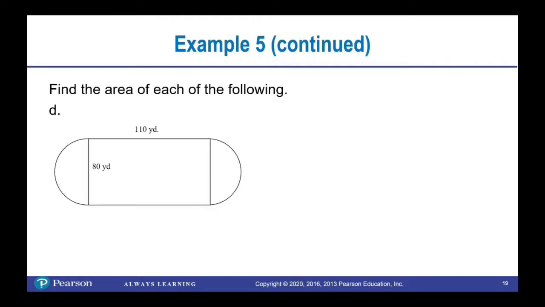Now look at part D. Notice in part D, here we have a rectangle and 2 semicircles on the end. So when I'm finding the area, I'm going to find the area of the rectangle in the middle, plus, if I think about those 2 semicircles on the end, I would put those two together and they make a whole circle. The formula for the area of a rectangle is length times width, and the area of a circle is pi r squared.